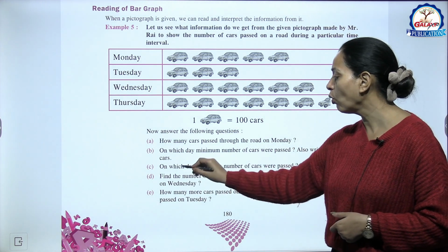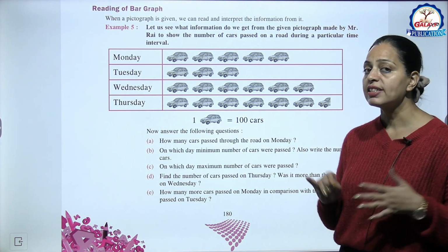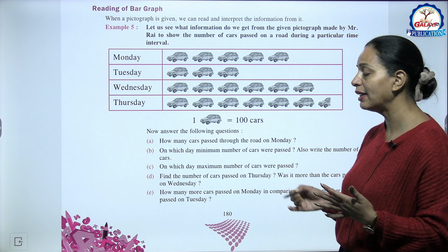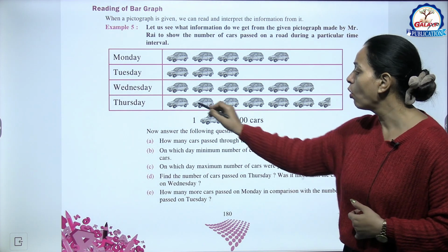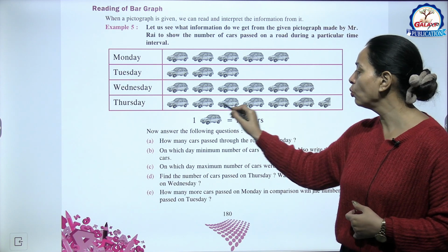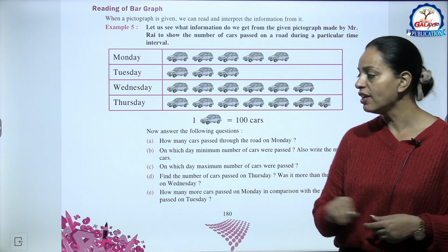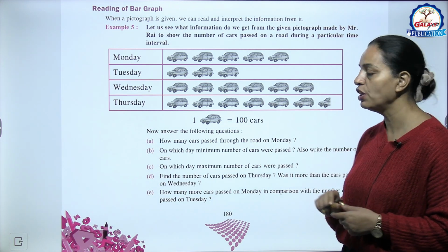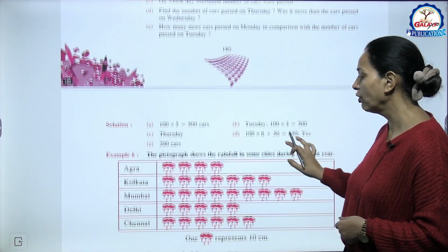Now C part, on which day maximum number of cars were passed? On which day do the most cars pass? You can see the most symbols on Thursday, 1, 2, 3, 4, 5, 6, and this is the half, it means 50. So 650 on Thursday, the most on Thursday.